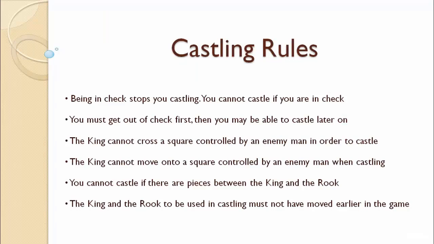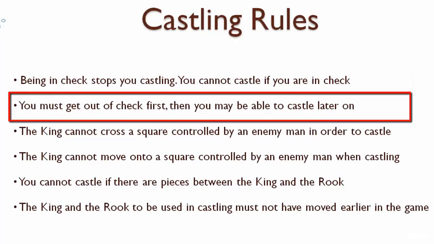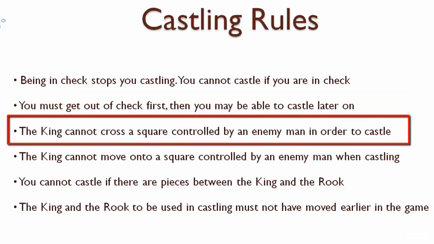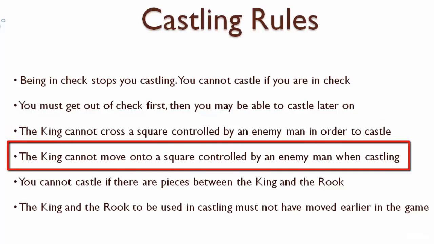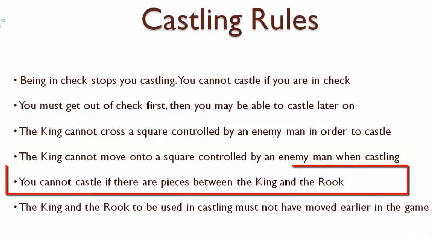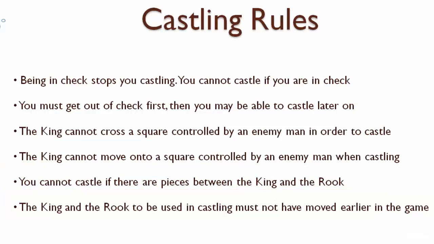There are a number of rules that must be observed concerning castling. The first one: being in check stops you castling. You cannot castle if you're in check. You must get out of check first, then you may be able to castle later on. The king cannot cross a square controlled by an enemy man in order to castle. The king cannot move onto a square controlled by an enemy man when castling. You cannot castle if there are pieces between the king and the rook. The king and the rook to be used in castling must not have moved earlier in the game.